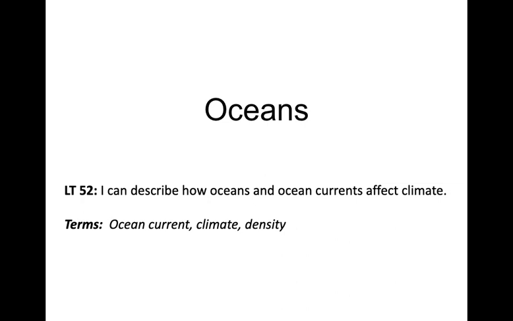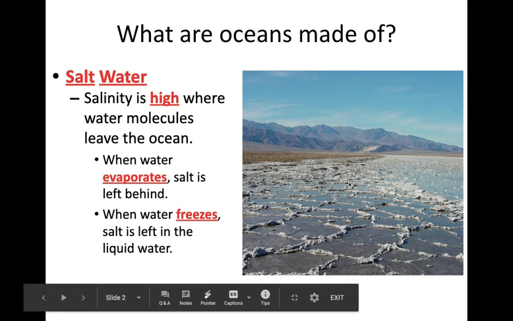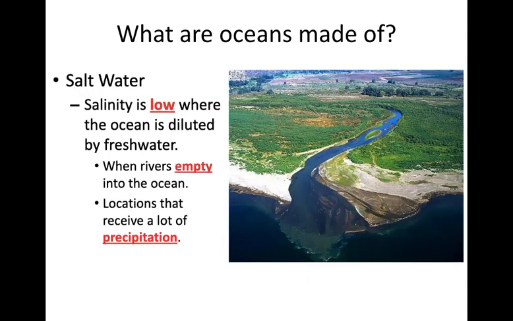Some of the major terms we're going to be investigating are ocean current, climate, and density. Starting with oceans, what are oceans made of? Well, we have water, of course, and we have salt. We have salt water. The salinity, or the saltiness, tends to be highest where water molecules leave the ocean. So the water molecules leave the ocean by evaporating and leaving the salt content behind. We can also have the salinity higher where water freezes. When water freezes, the salt is left behind in the liquid water.